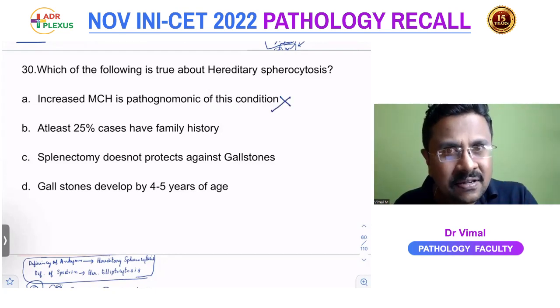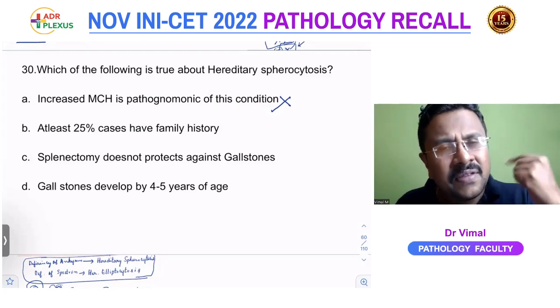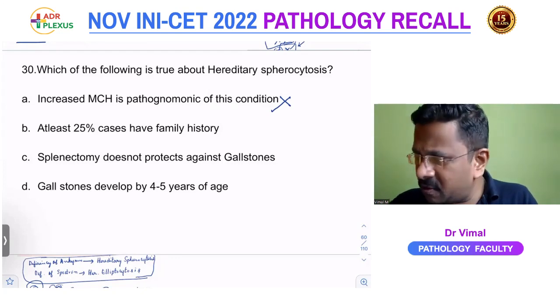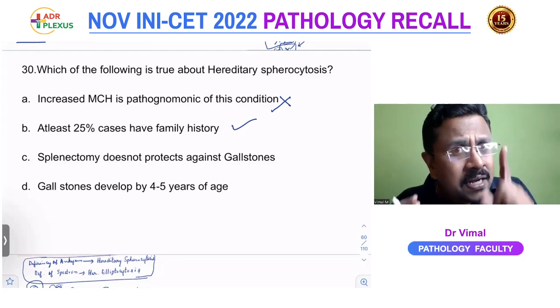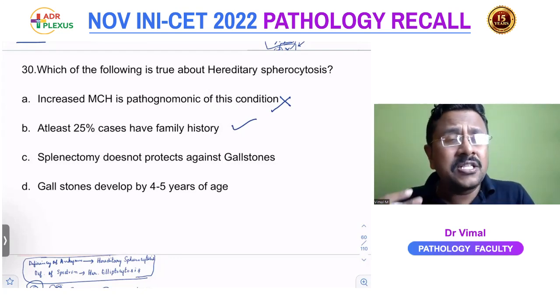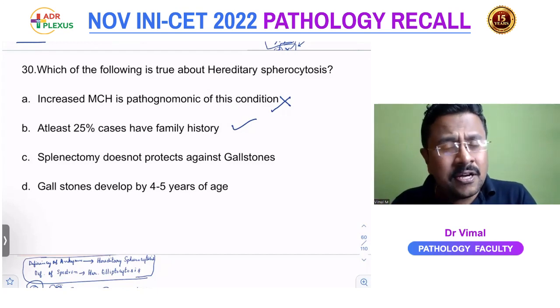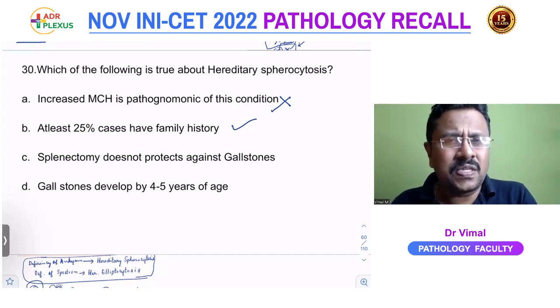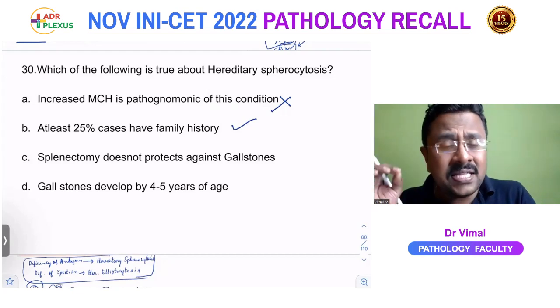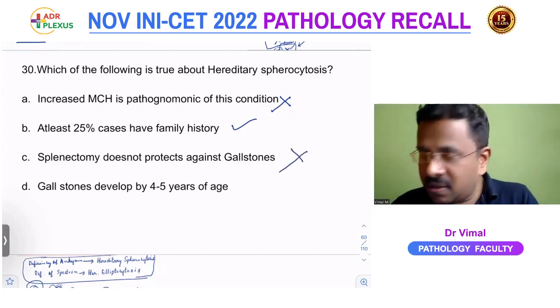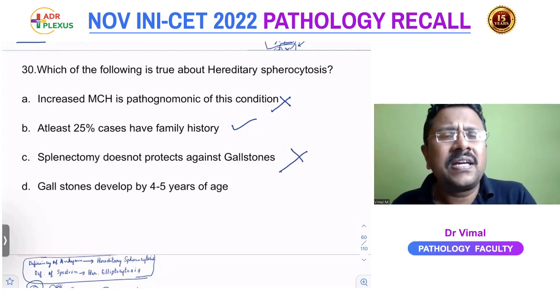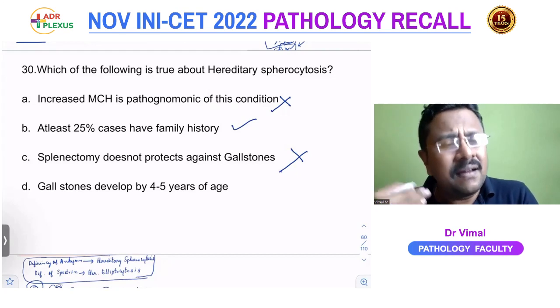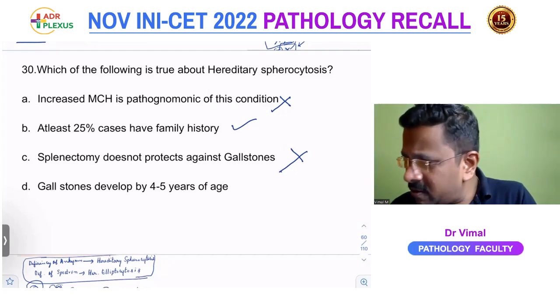At least 25% of the cases have a family history. Yes, definitely in many cases of hereditary spherocytosis you can get a family history. This is a correct option. And splenectomy does not protect against gallstones: this is wrong. There will be splenomegaly and the RBCs are prematurely killed in the spleen, so splenectomy is offered as a treatment in hereditary spherocytosis. So splenectomy protects against gallstones, and this is a wrong option. Gallstones develop by 4 to 5 years of age: within 4 to 5 years gallstones will not develop, it takes a little later. So this is also a wrong option.